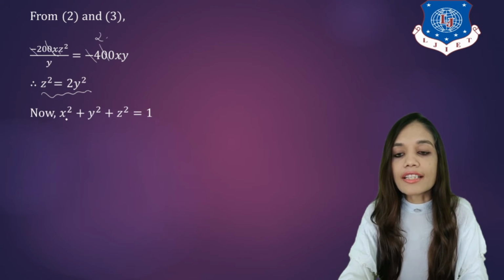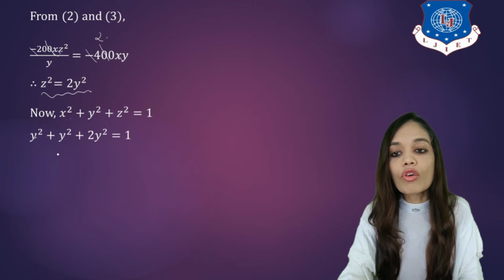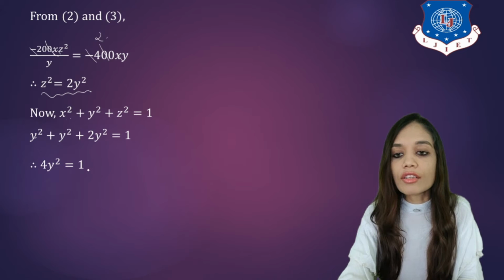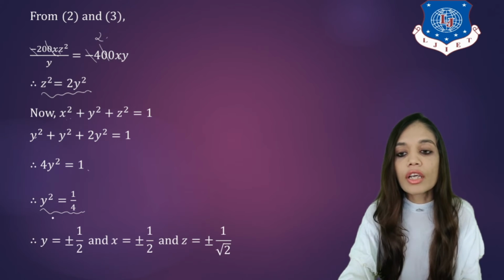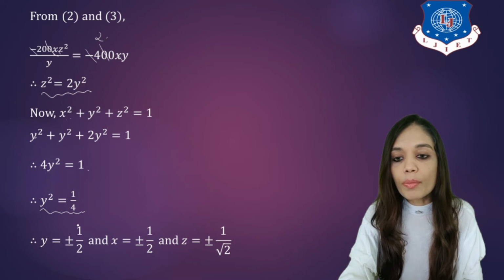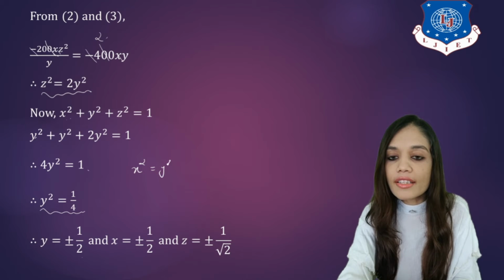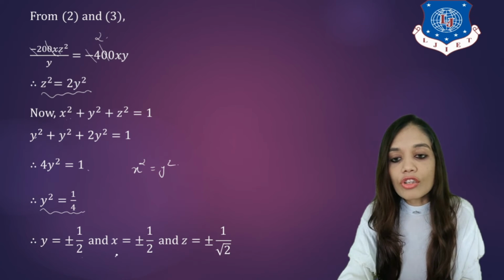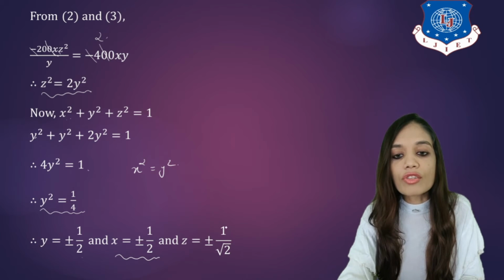Now we are given x square plus y square plus z square is equal to 1. Now we will replace x square by y square and z square by 2y square. So what we will get? 4y square is equal to 1. Therefore y square is equal to 1 upon 4. Therefore y is equal to plus or minus 1 upon 2. And also x square is equal to y square. Therefore again x also will be equal to plus or minus 1 upon 2 and z will be equal to plus or minus 1 upon root 2.